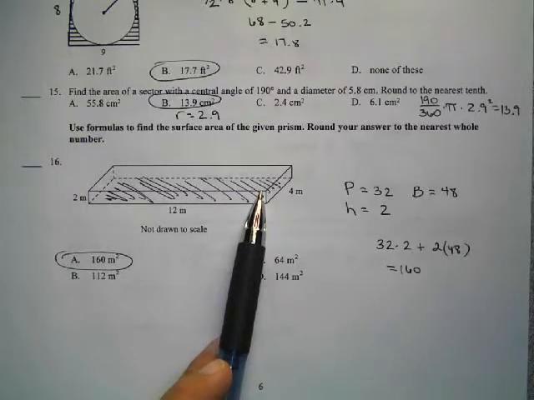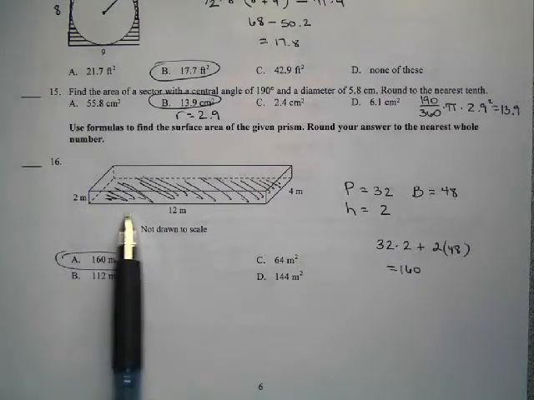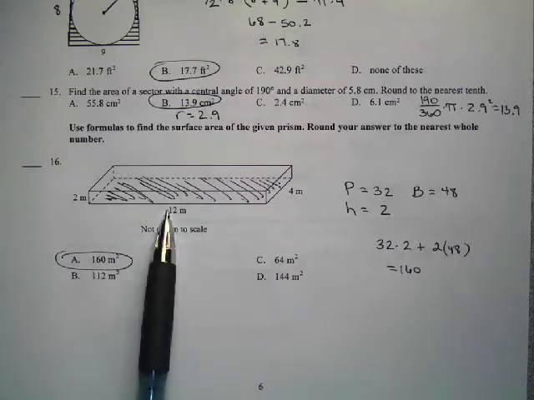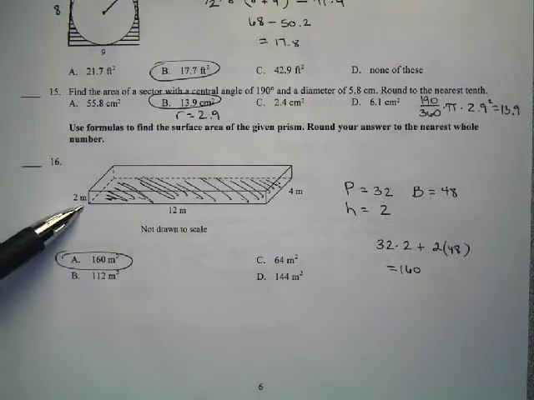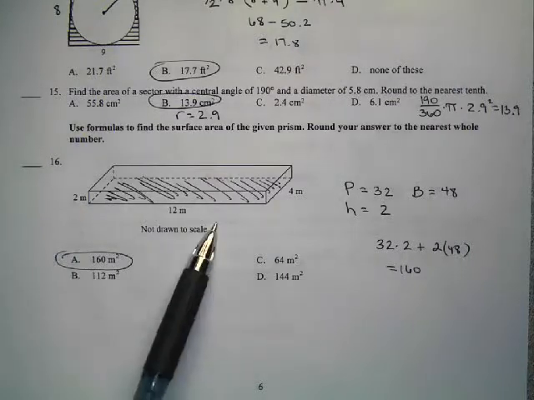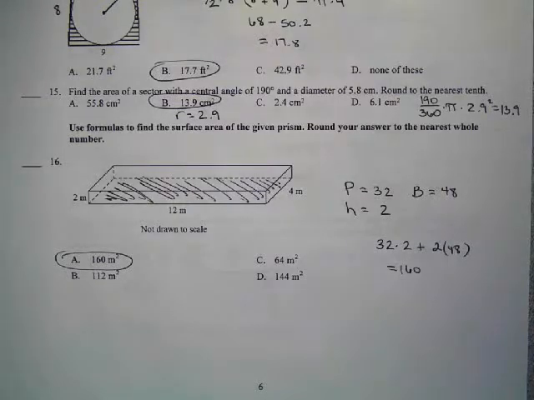So I shaded in the base. The perimeter is 12 plus 4, doubled. So the perimeter is 32. The height is 2. The area of the base, 12 times 4, is 48. So perimeter times height plus 2 bases is 160 square meters.